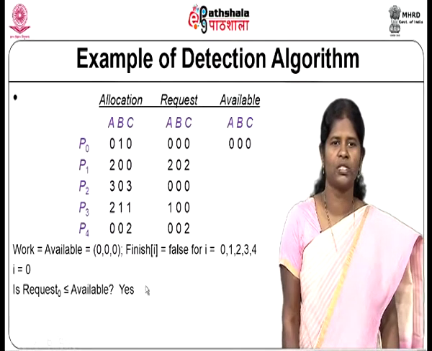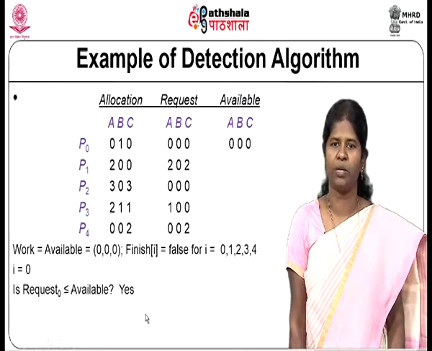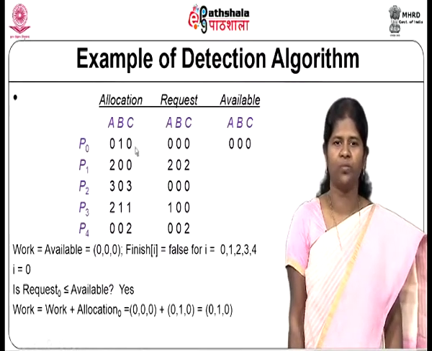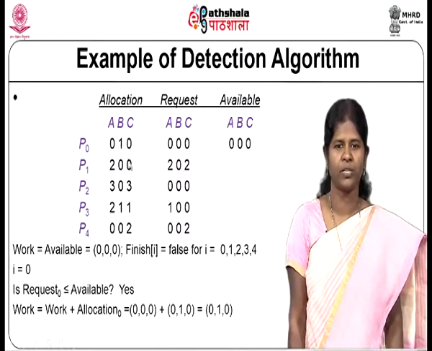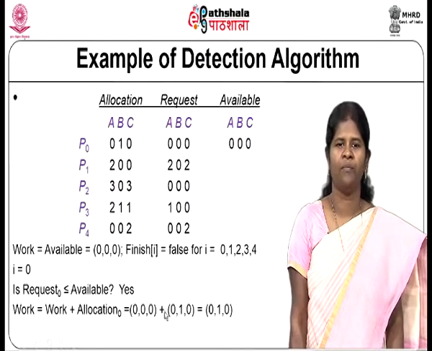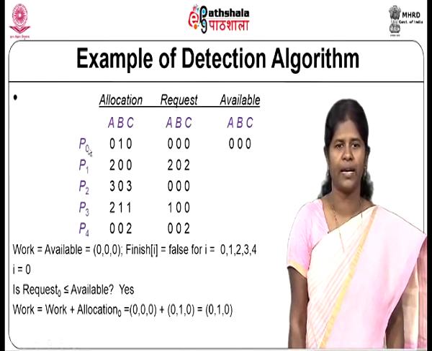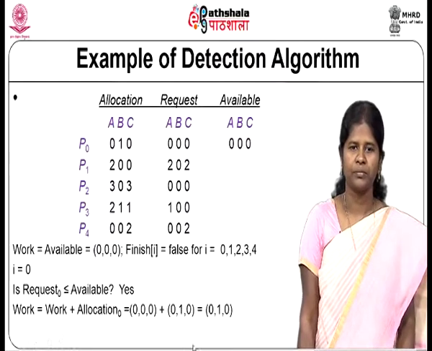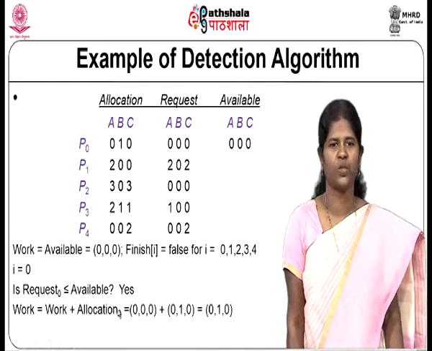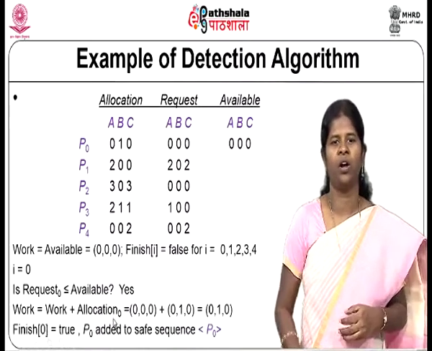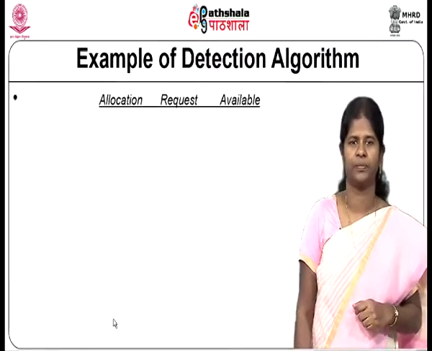What is available? Nothing is available, 0, 0, 0, and finish of i is made false for all the processes. And we take the first process P0 and we check if the request of this process is less than or equal to what is available. Yes, and hence we assume that this process is not wanting any resource. So, it will also release the resource that is currently allocated to it. So, work will become 0, 0, 0, that is what is available currently, plus what is currently allocated to process P0. So, you have 0, 1, 0 as what would be available when P0 finishes its work, and then P0 is added to the safe sequence, and then we look at the next process.